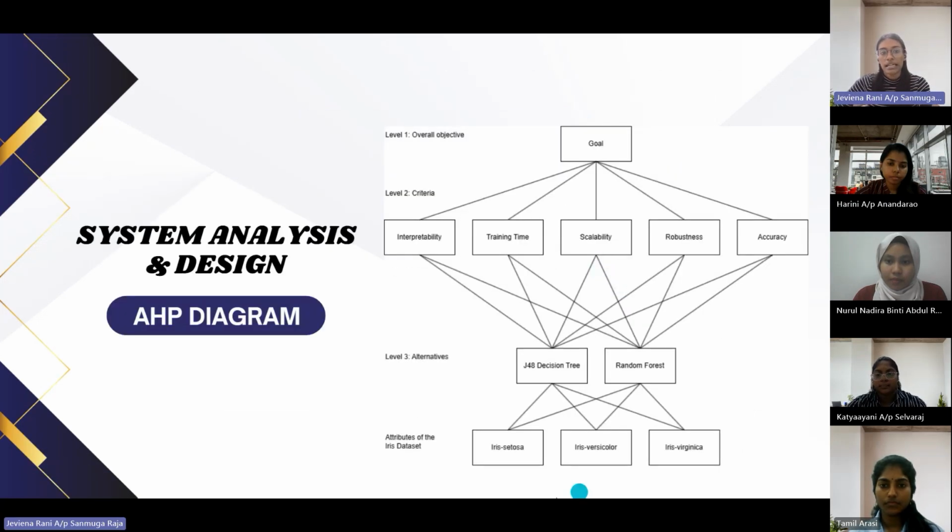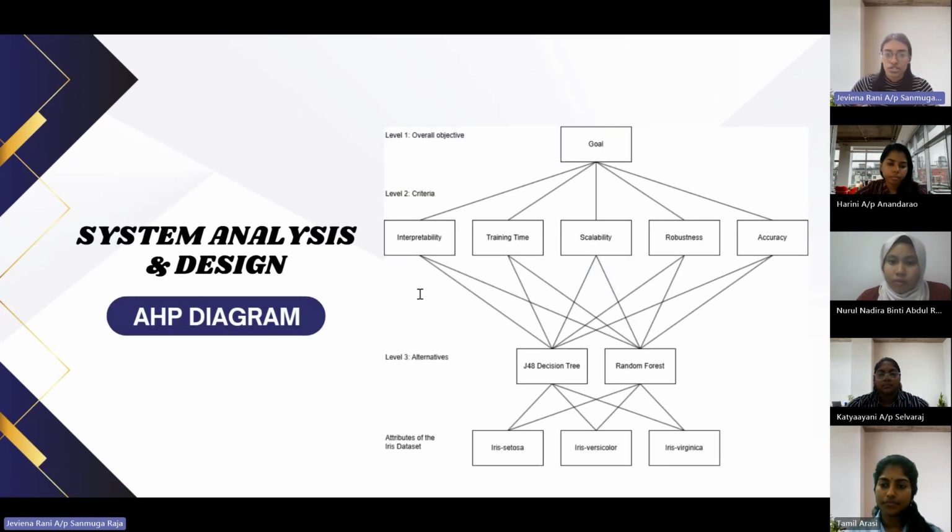So next is the AHP model. For this diagram, at the beginning we have the goal, which is the primary objective, and this represents selecting the best machine learning model for this iris classification. Then we have the criteria, which are the key factors influencing the decision: accuracy, interpretability, training time, scalability, and robustness. And we have the alternatives, which are the decision tree model and random forest model, and each model is evaluated against all criteria.